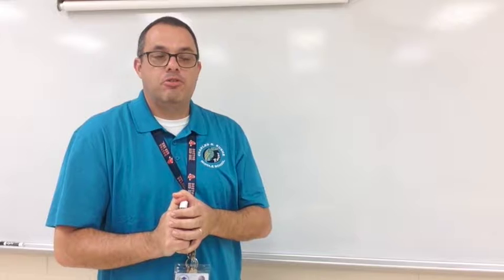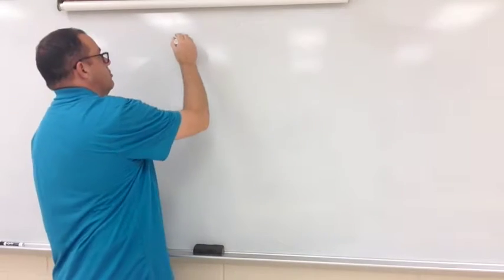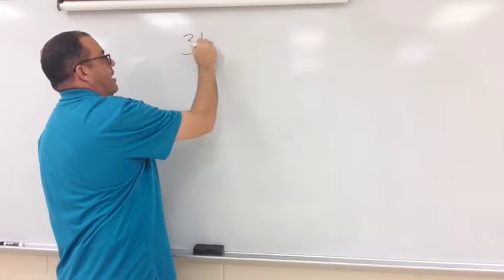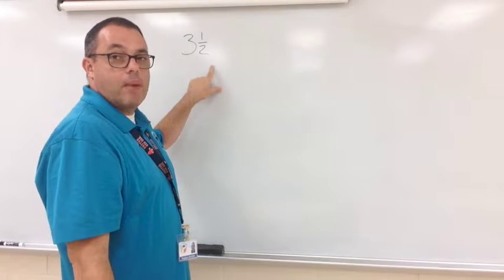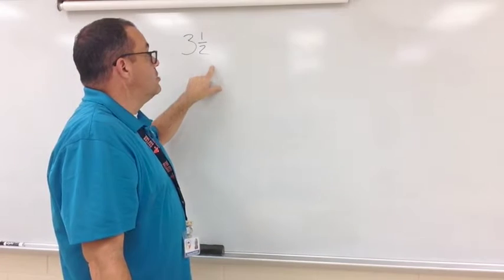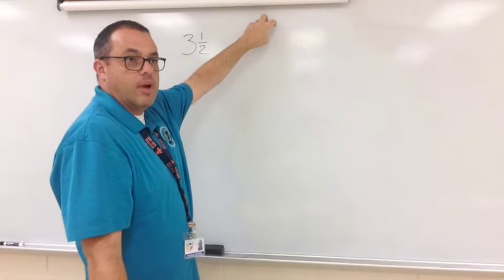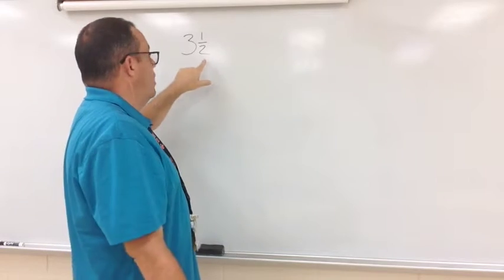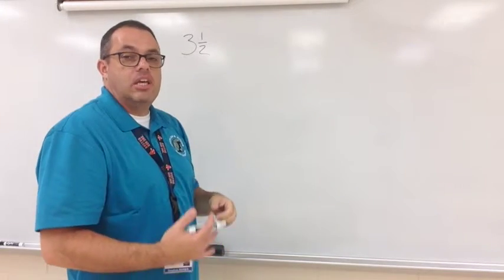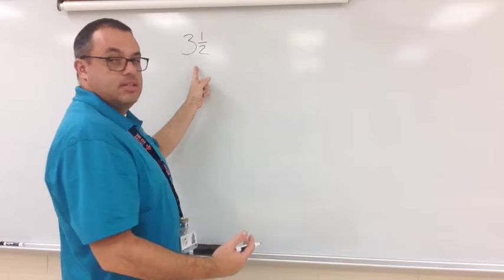Hey guys, in this brief lesson, I'm going to show you how to convert a mixed number into an improper fraction. Okay, so let's think about that for a second. A mixed number, we're going to write 3 1/2. Okay, that's a mixed number. It's a whole number with a fraction. Now, an improper fraction is when you have a numerator that is larger than the denominator. Okay, so an improper fraction is greater than 1, and a mixed number is greater than 1.